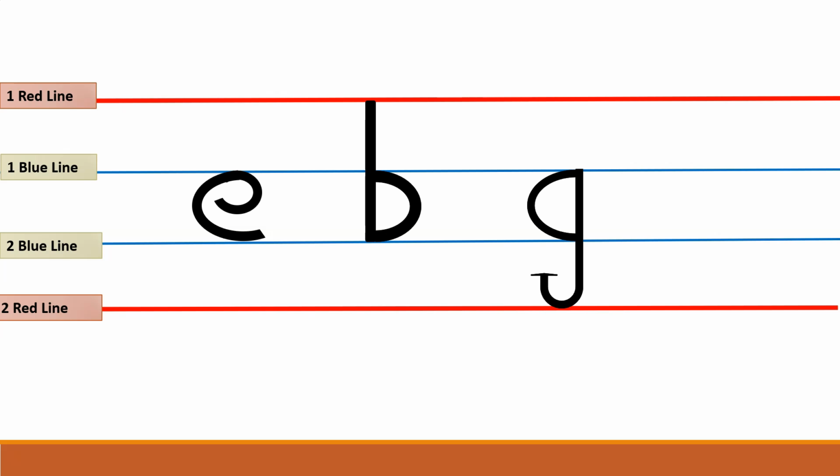Some letters we have to write between 2 lines. Some letters we have to write between the first red and second blue lines, like B, and some letters we have to write like G. That's why it's very important to focus on your shapes. We can't write all shapes the same way. Some shapes are short, some shapes are tall. That's why if you have to focus on the shapes, you have to use the 4 lines.